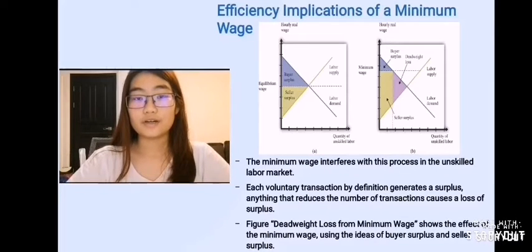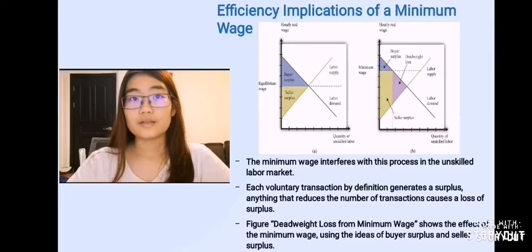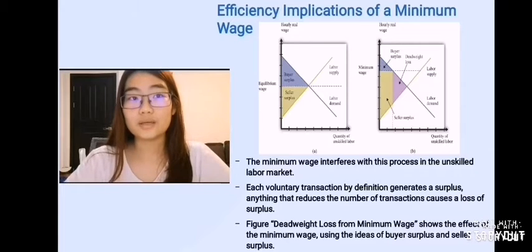Efficiency implication of a minimum wage. About the efficiency implication, a minimum wage interferes with the process in the unskilled labor market. It's because a voluntary transaction by definition generates a surplus. Anything that reduces the number of transactions causes a loss of surplus. Let's view the figure of wage loss from minimum wage. It shows the effect of the minimum wage by using the idea of buyer surplus and seller surplus.